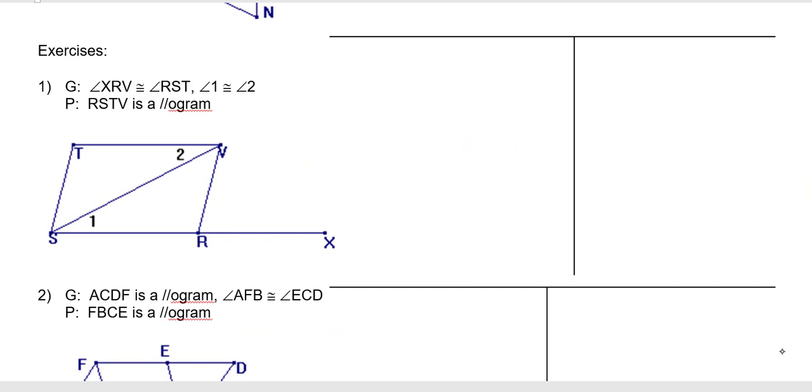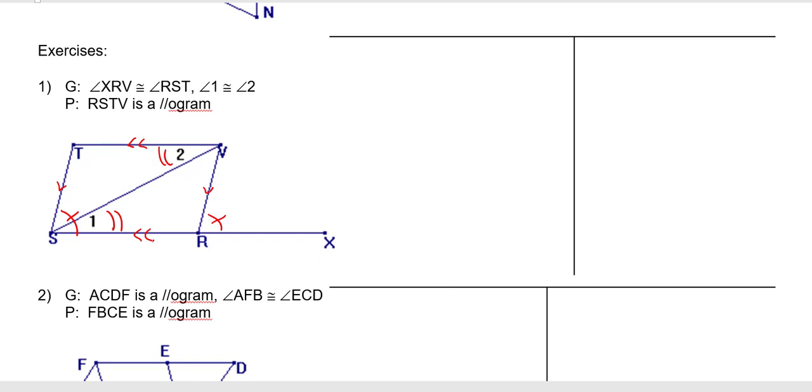Okay, here's the first proof. It's given that this angle right here is congruent to this angle right there. Hopefully you can see that that means that these are parallel because of corresponding angles. And then it's given that angle 1 is congruent to angle 2. Those are alternate interior angles. And hopefully you can see that these are parallel because of the alternate interior angles being congruent. And it looks like I have a parallelogram there. 2 pairs of opposite sides parallel.